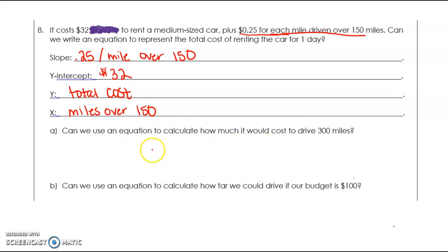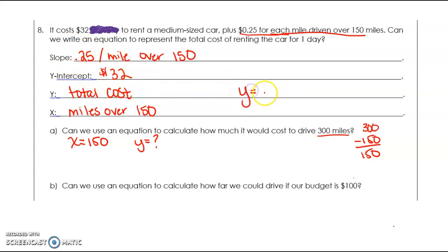So can we use this to calculate how much it would cost to drive 300 miles? So I need to find my x, which is the miles over 150. So I need to find out how many miles 300 is over 150. Well, that is a simple subtraction problem, 300 minus 150. So x is going to be 150 miles, but I want to know my total cost. So I'm going to put this into my equation. Well, what is my equation? I was able to identify my slope. I was able to identify my intercept.